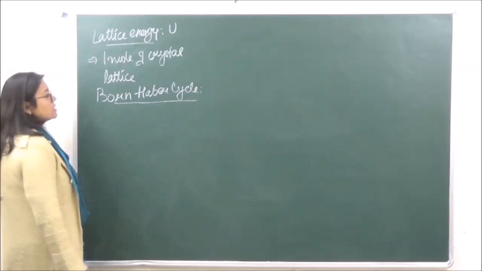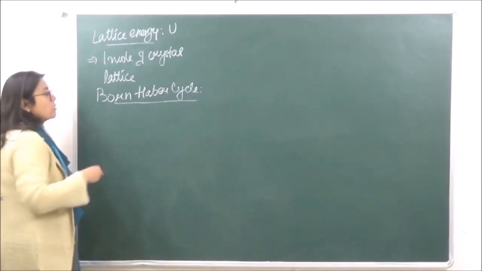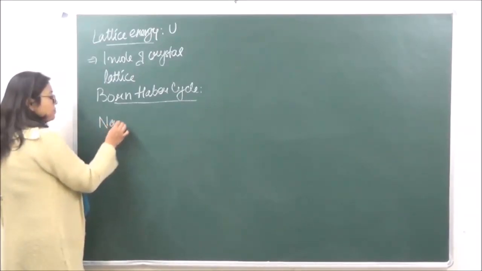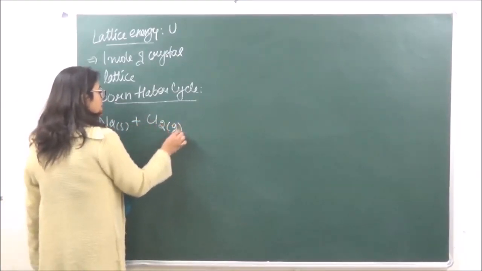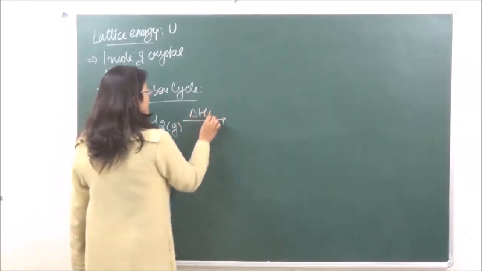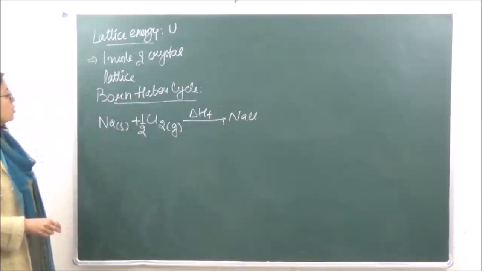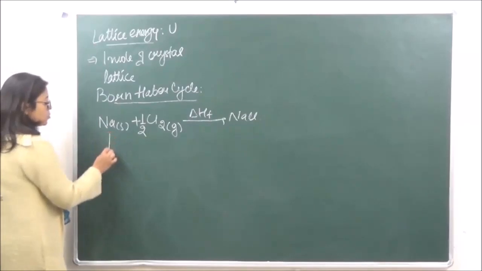In case of this Born-Haber cycle, let's look at this by taking the example of NaCl. We know that this is going to be the reaction for the formation of sodium chloride. Right? Now solid cannot react in the solid form. So for this there is a cycle which is going to take us to NaCl over here. What are the steps of this cycle?